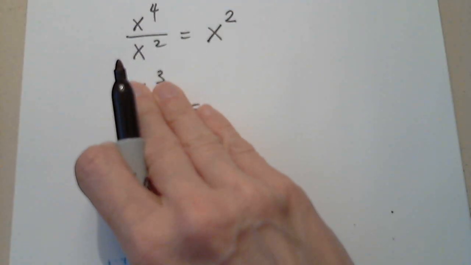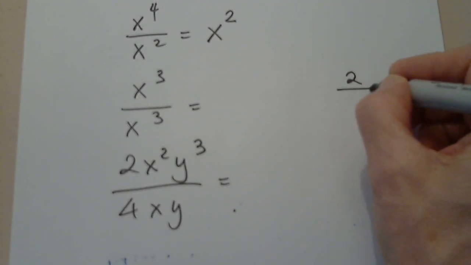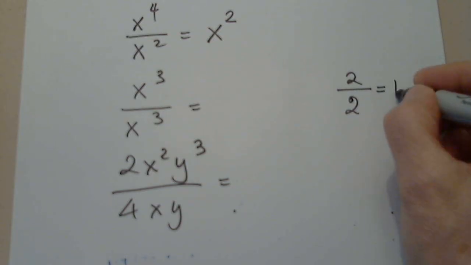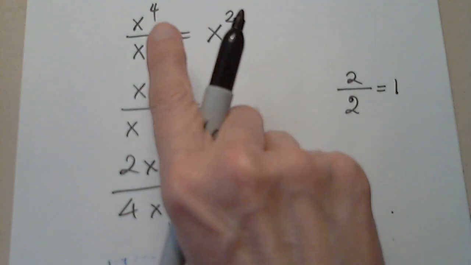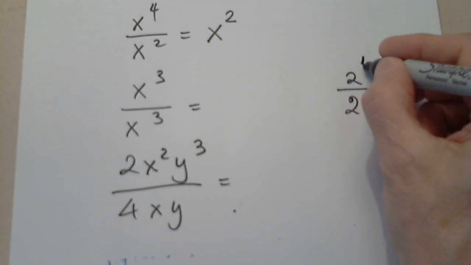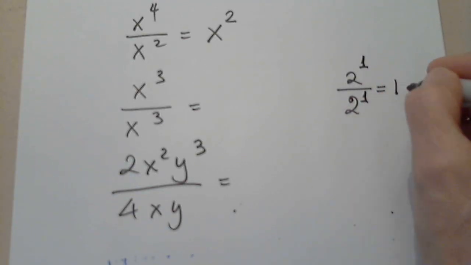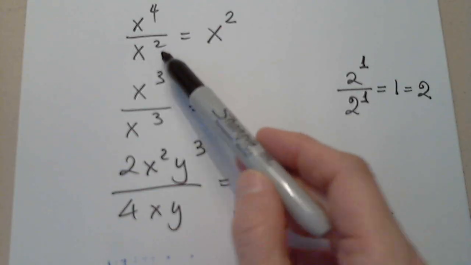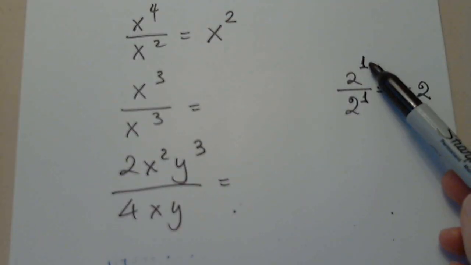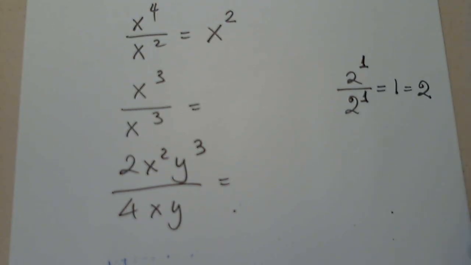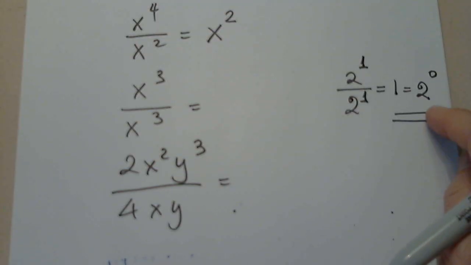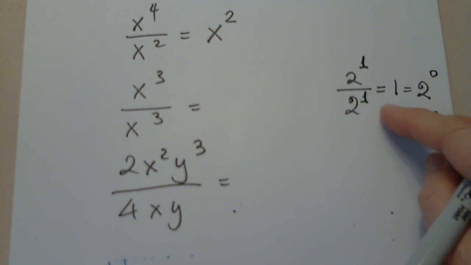Before you answer the second one, can anyone tell us what is 2 over 2? One. That's it. If we want to use this rule, the power of 2 is 1. We copy the base and subtract the exponents. From the exponent of the numerator, I subtract the exponent of the denominator, and I get 0. That is the reason why any number raised to 0 is 1.